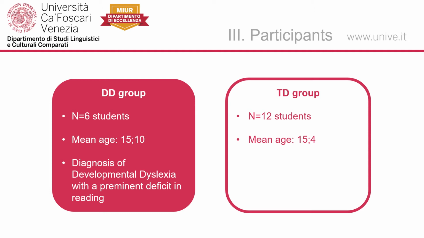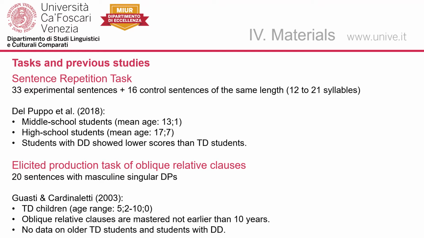Six Italian 15-year-old high school students with a diagnosis of developmental dyslexia and a preeminent deficit in reading took part in the study as the experimental group. Twelve Italian typically developing peers participated as the control group. Both groups were administered two oral tasks, a sentence repetition and an elicited production. The sentence repetition task was developed by Del Pupo and colleagues 2016 and consists of 49 stimuli, 33 experimental sentences and 16 control sentences of the same length as the experimental ones.